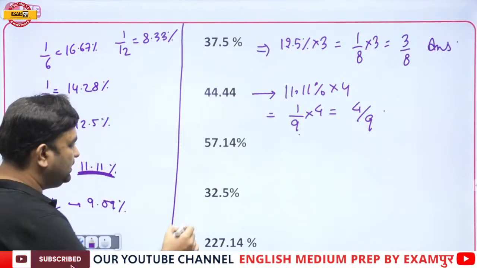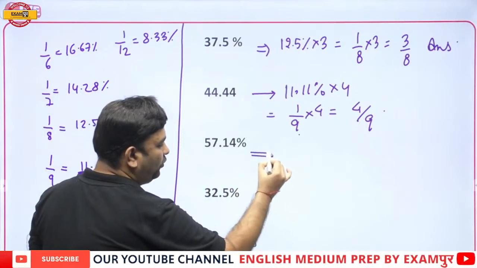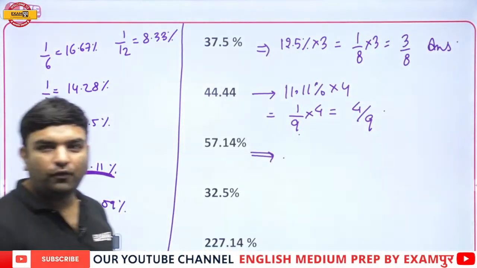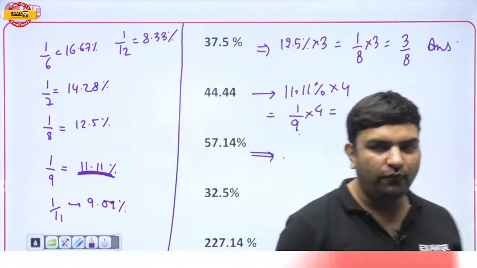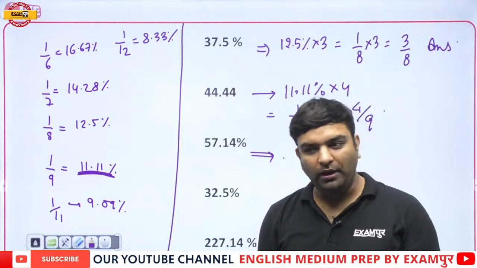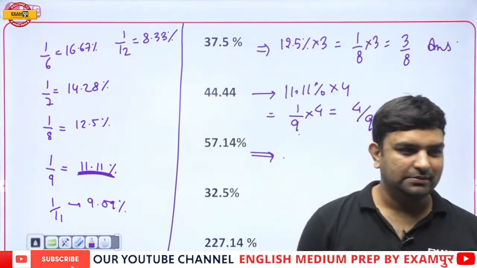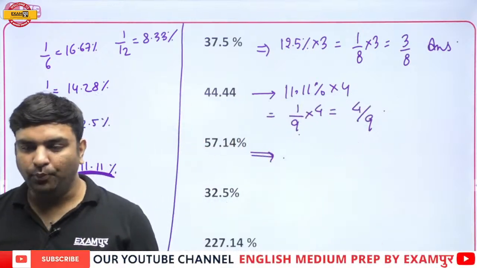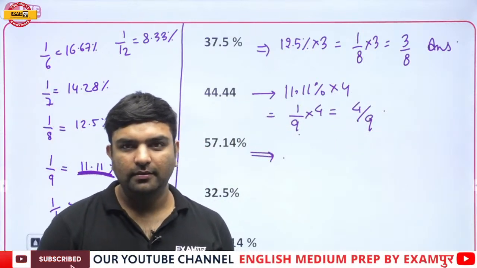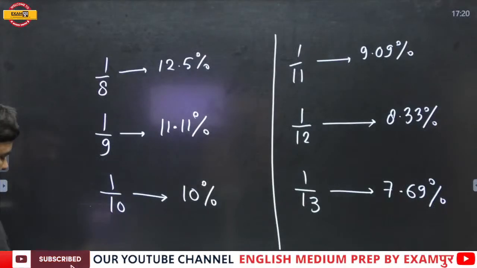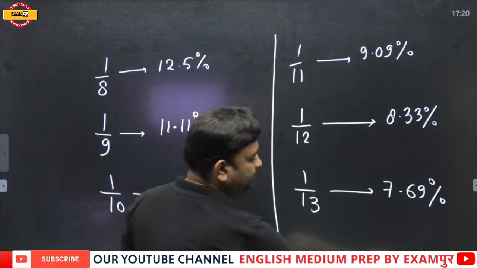Now, what about 57.14%? Can you identify it? Have you ever seen 7.14%? Let me show you.